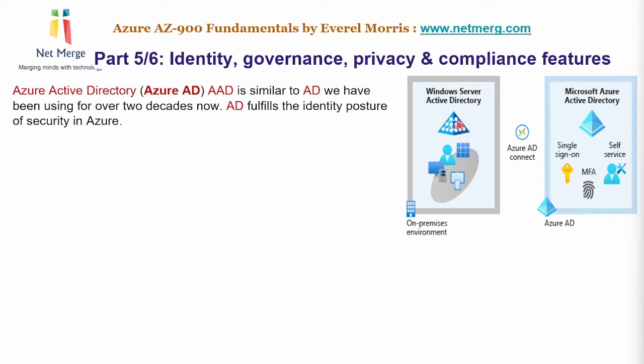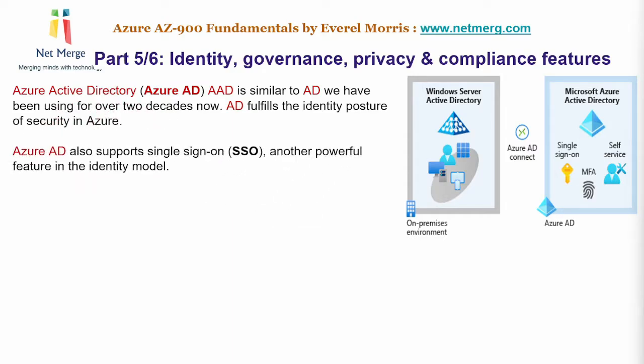As you can see, you could still use it on premises to fulfill your identity needs, and you can also use it in conjunction with your Azure presence as well. So you get the single sign-on, you get the multi-factor authentication, and you get self-services with it. So Active Directory, you can use it to maintain identity posture for both your on-premises and your Azure cloud presence as well. So I just want you to understand that.